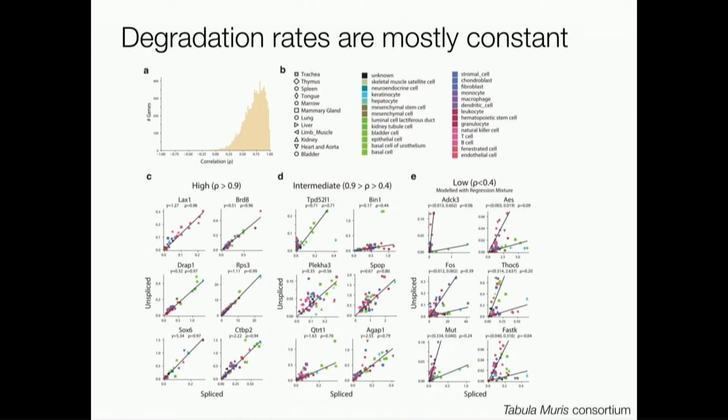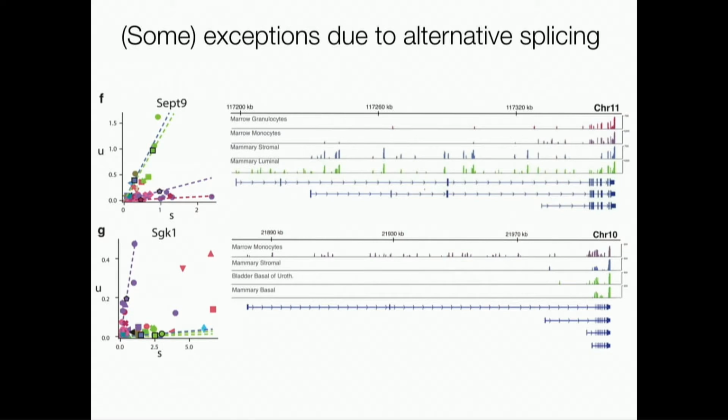There are some cases where there are actually very low correlations, and those cases are often very well fit by two degradation rates. So for example, here you have a high gamma and a low gamma. And so we think in those cases there is something that differentiates the degradation rates in different tissues. And one thing that can happen is that there are splice variants, so there are different versions of the gene active in different tissues, leading to differences in these constants.